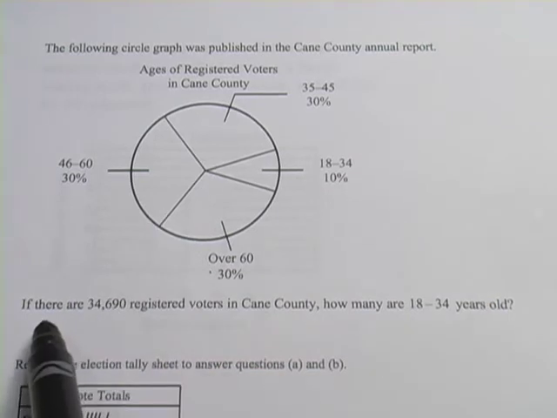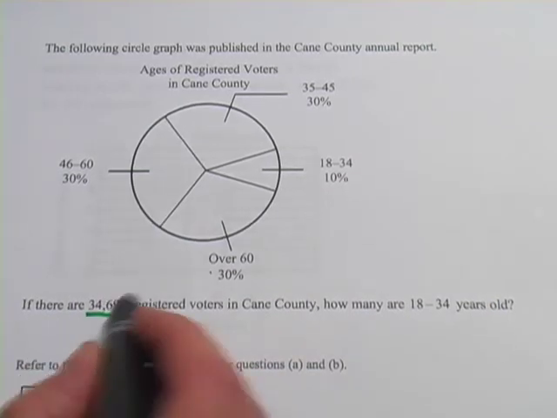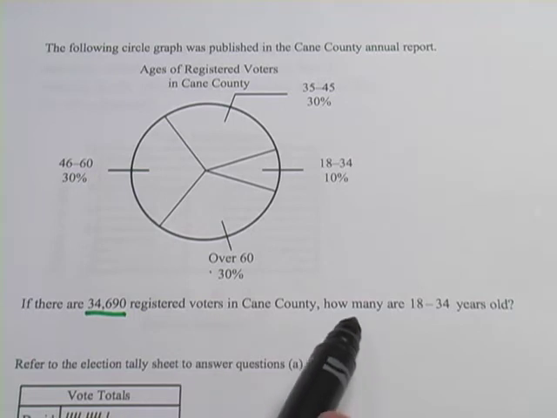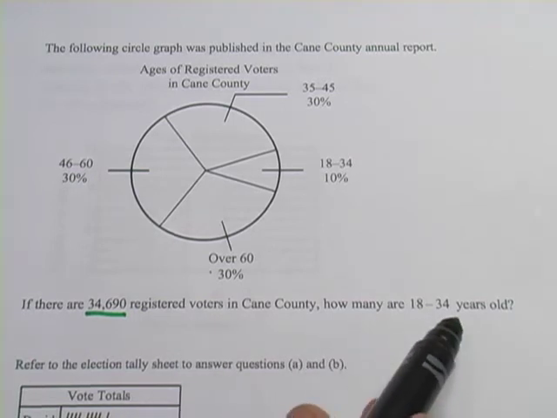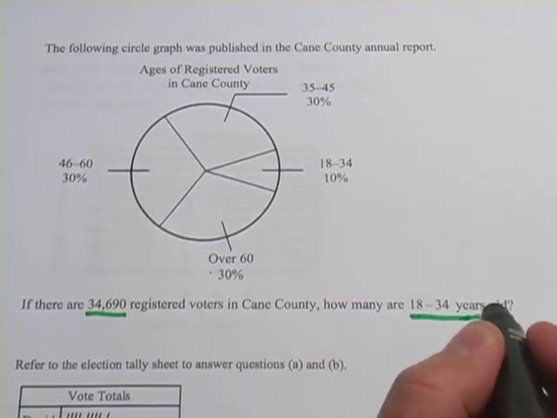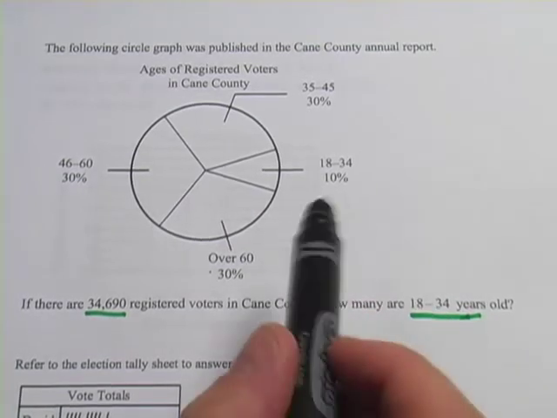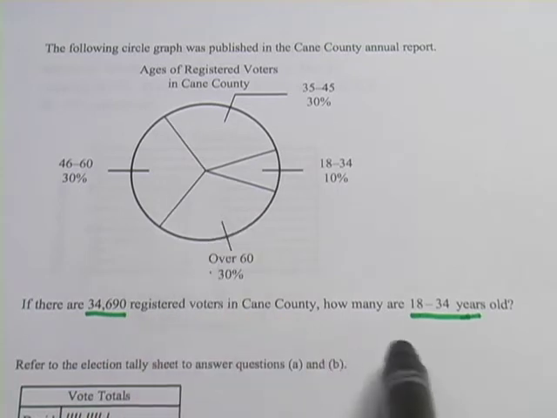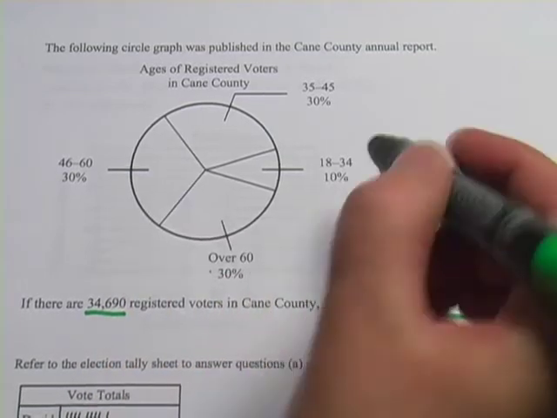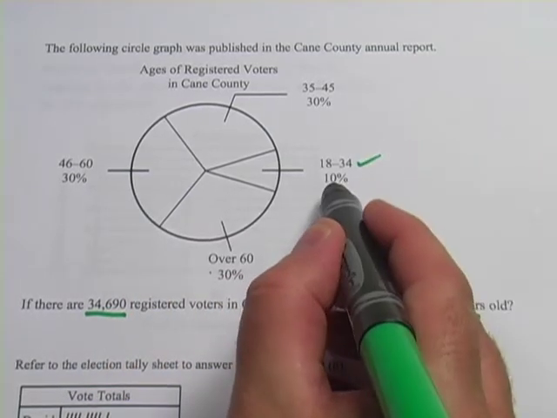And then the question is, if there are 34,690 registered voters in Kane County, how many are age 18 to 34 years old? So we're looking for the number of 18 to 34 years old. What this graph tells us is the percentage, which is not the number. First thing I want to do is find out what that percentage is. Here's 18 to 34, and it's 10%.